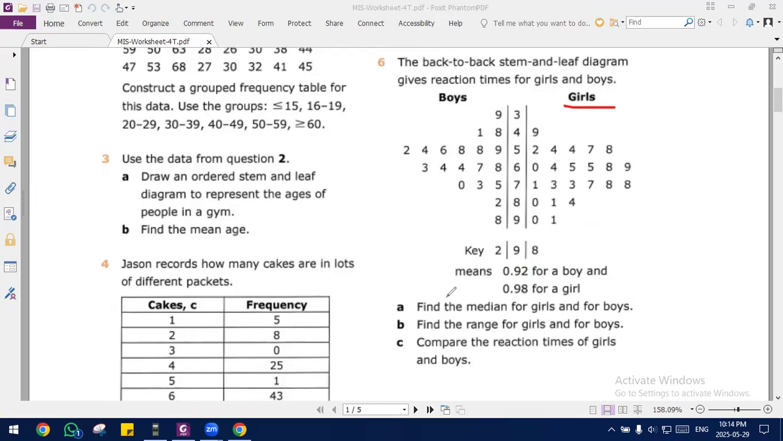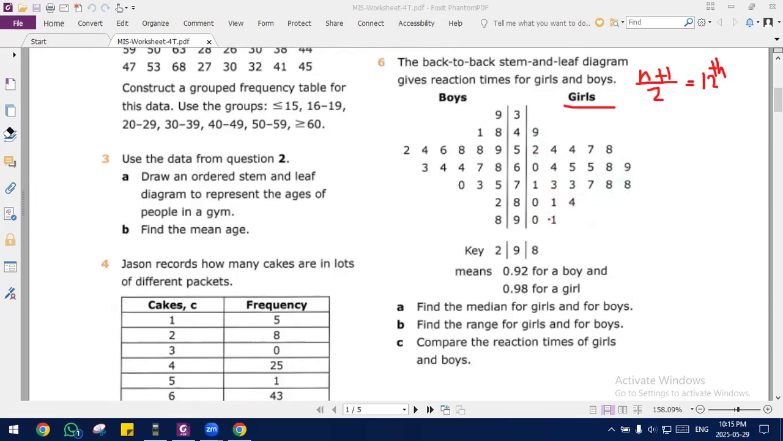It says, find the median for the girls and the boys. Median, as I told you, is the place of the median. The formula is n plus 1 over 2 to find the place of the median. So I need to count n, how many values I have. 1, 2, 3, up to 23. 23 plus 1, 24, over 2, 12. So the 12th value is the median.